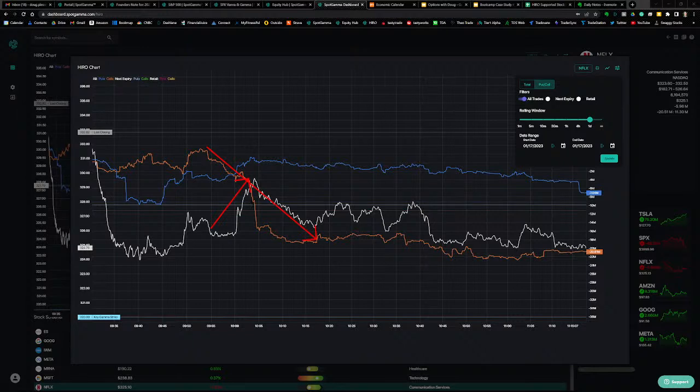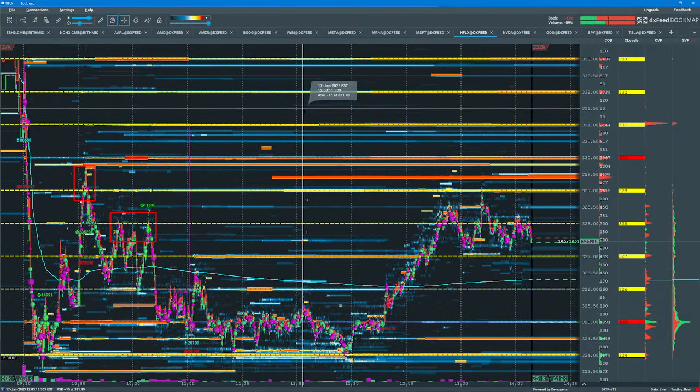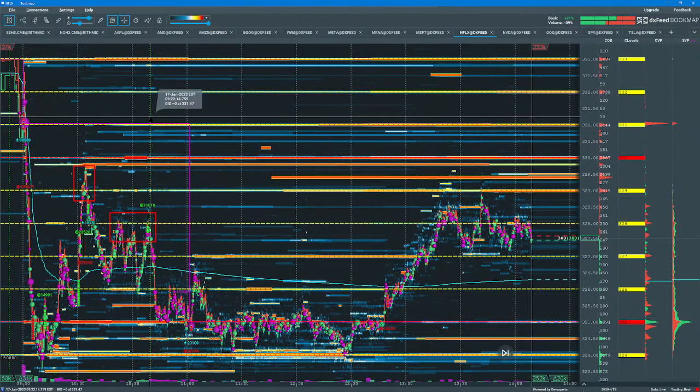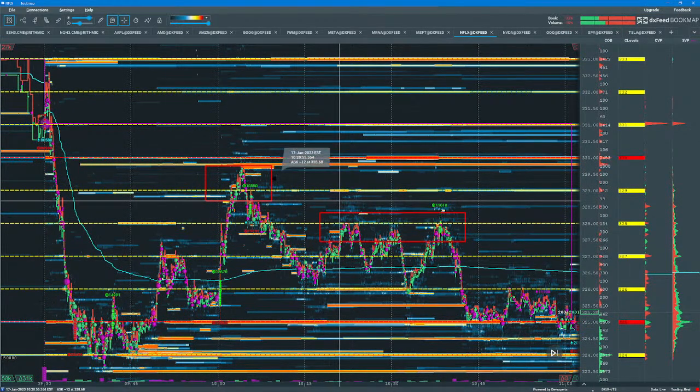So again, when you see this divergence setup in Hero, the next step is to go to Bookmap and look for a potential reversal level. No key gamma strikes in play here, but price did reverse here. If you miss this reversal, there were several tests of the 328 level and then a move lower down to the 325 round number liquidity level.